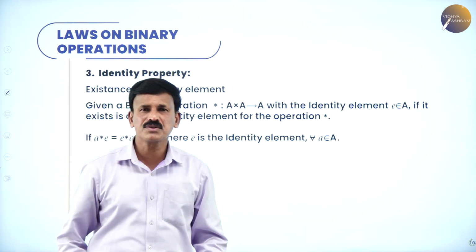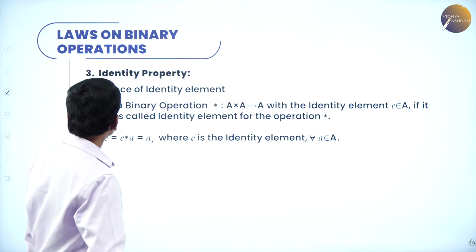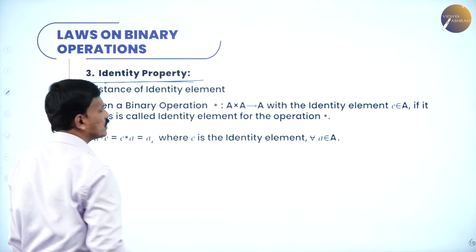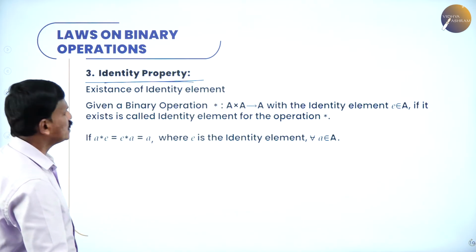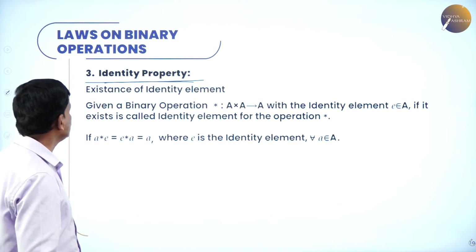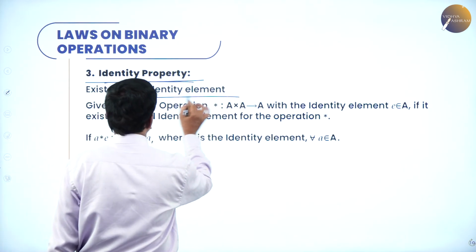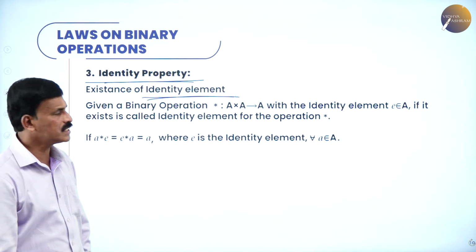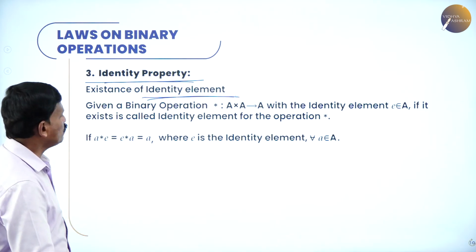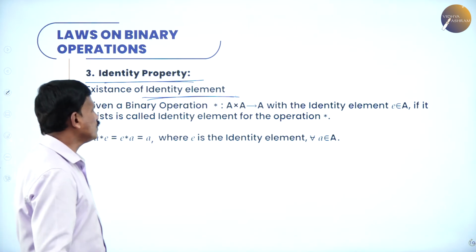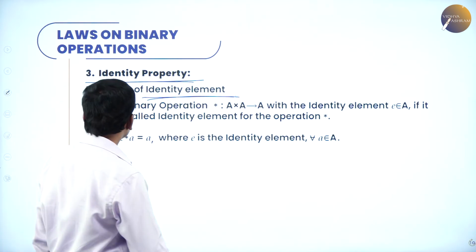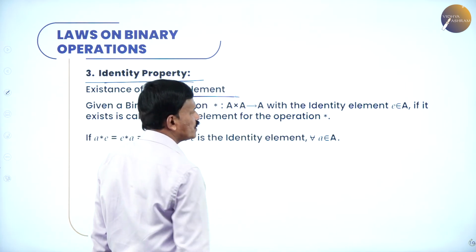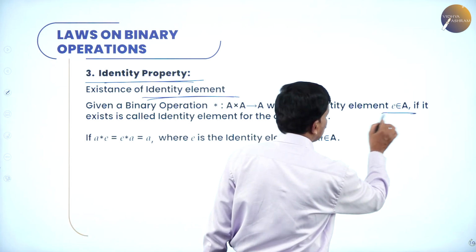Next concept we are going to study is the identity property. The third property is an identity property. So, identity property, that is nothing but the existence of identity. Existence of an identity element. When do you say an identity element exists? Given a binary operation star from A cross A to A, with an identity element E belongs to A.